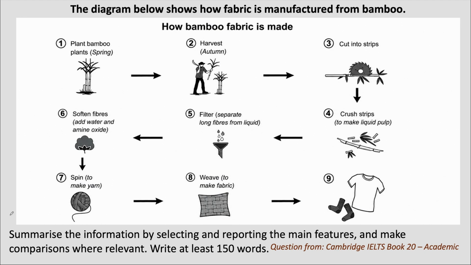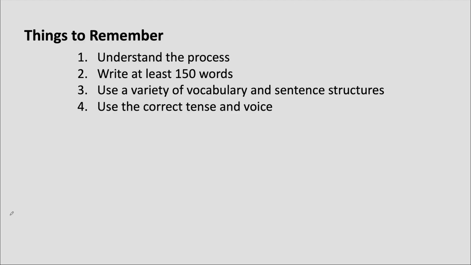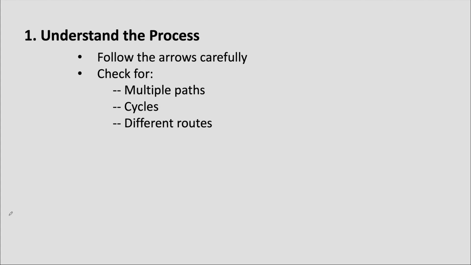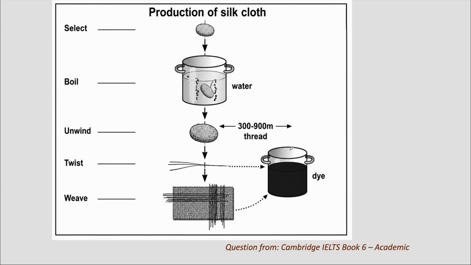For process questions, there are 4 things we need to keep in mind. First, most process questions are straightforward, but not always. For example, in this process, if you look at the end, you'll notice that arrows from 2 different places lead to one place. This means that we can dye either the thread or the finished fabric. This is something we need to understand first and then describe correctly in our answer.